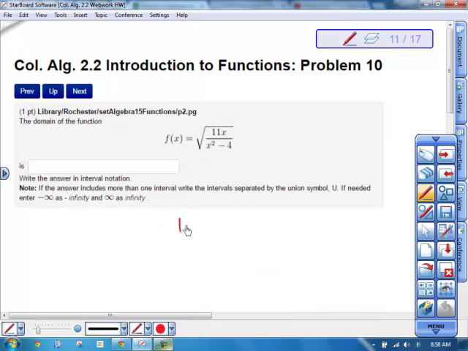Let's try another one then. The domain of this, basically 11x over x squared minus 4 has to be greater than or equal to 0.